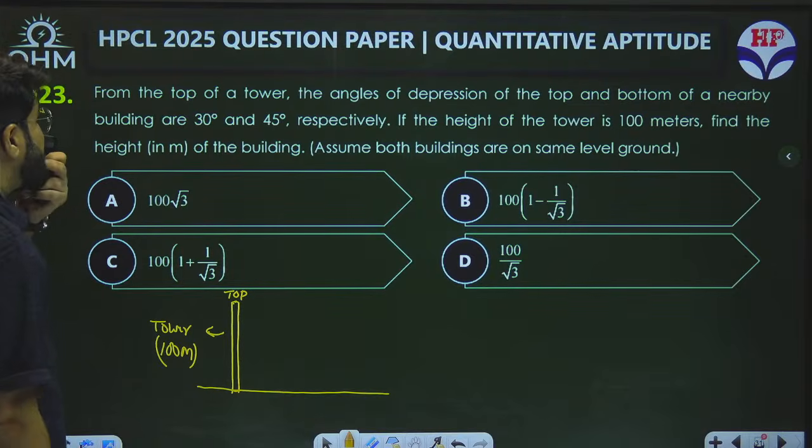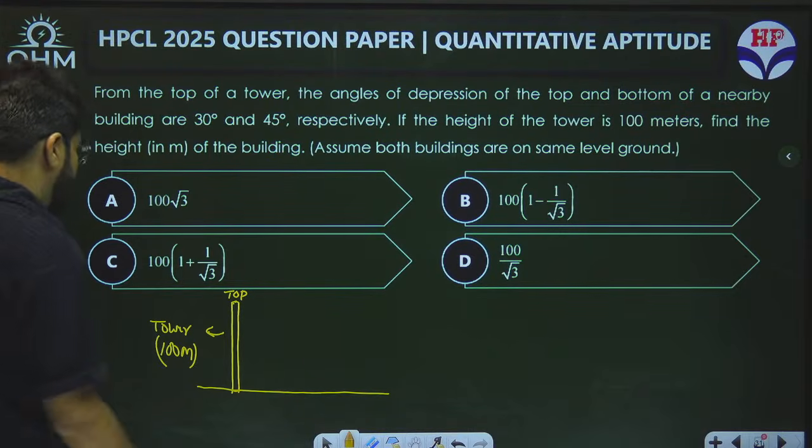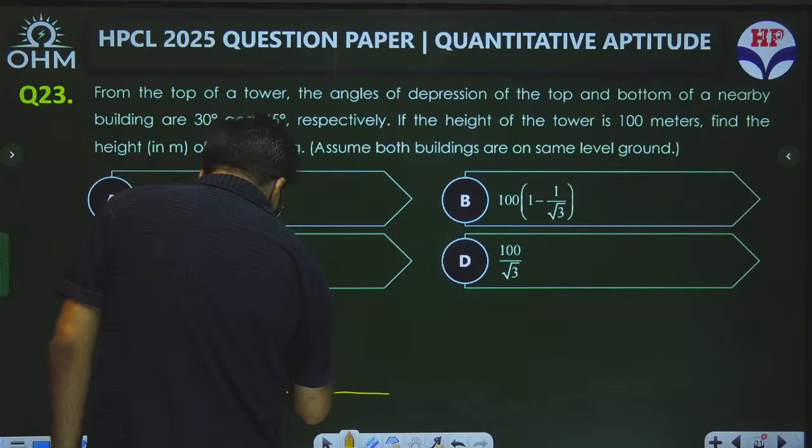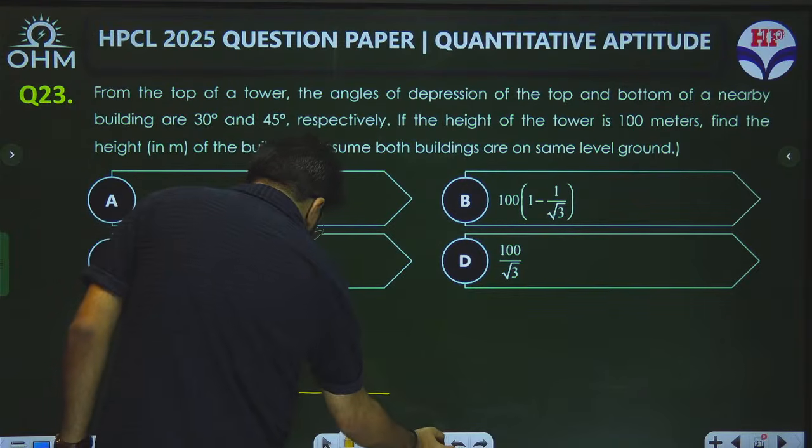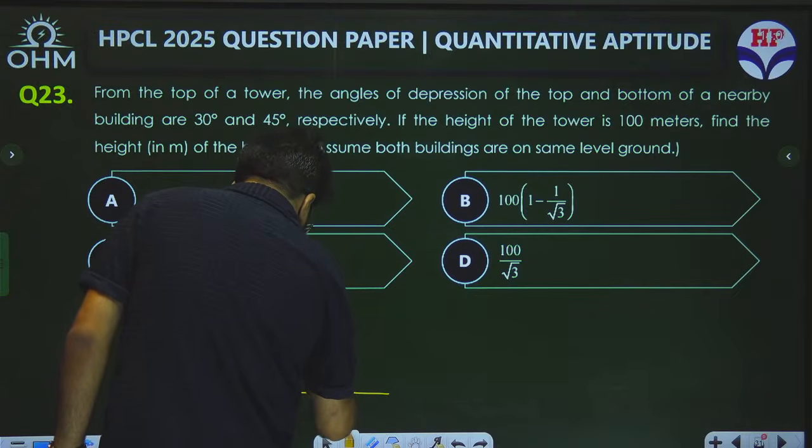The angle of depression of the top and bottom of a nearby building. So that is clear that the nearby building has a lower height.